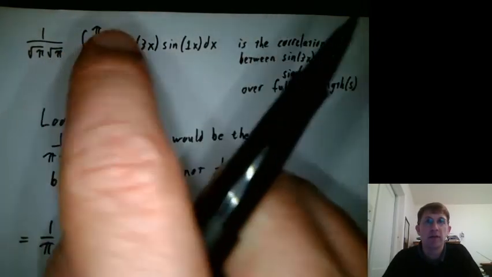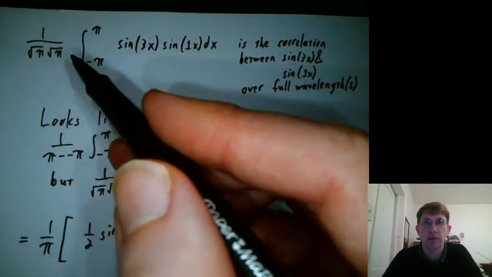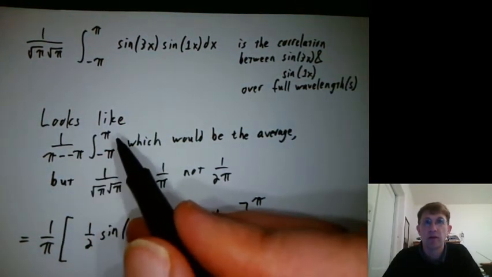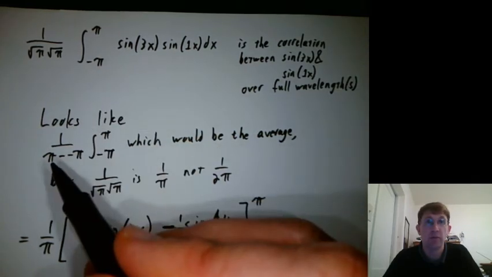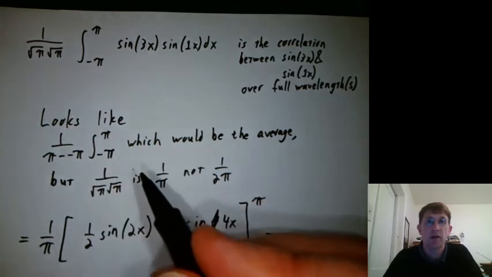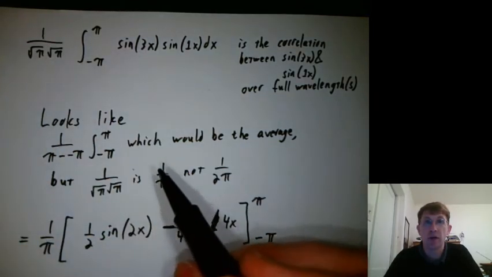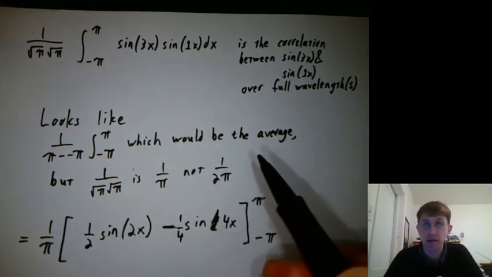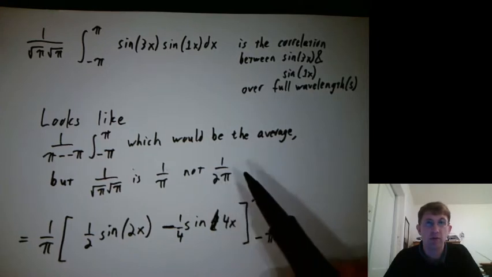You'd notice that multiplying a definite integral by 1 over something looks a lot like how we would take the average. We would do the upper bound minus the lower bound, so pi minus negative pi. But that would give us 1 over 2 pi, and here what we have is 1 over pi. So what we're doing is like an average, but it's off by a factor of 2.